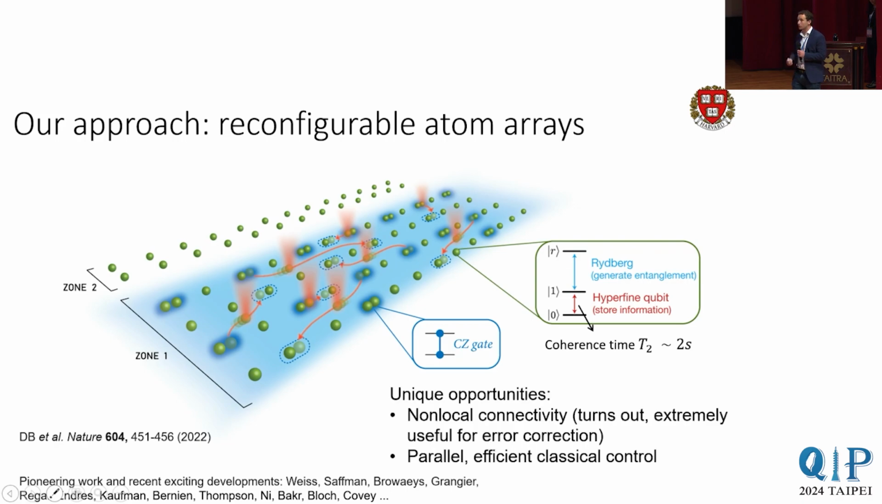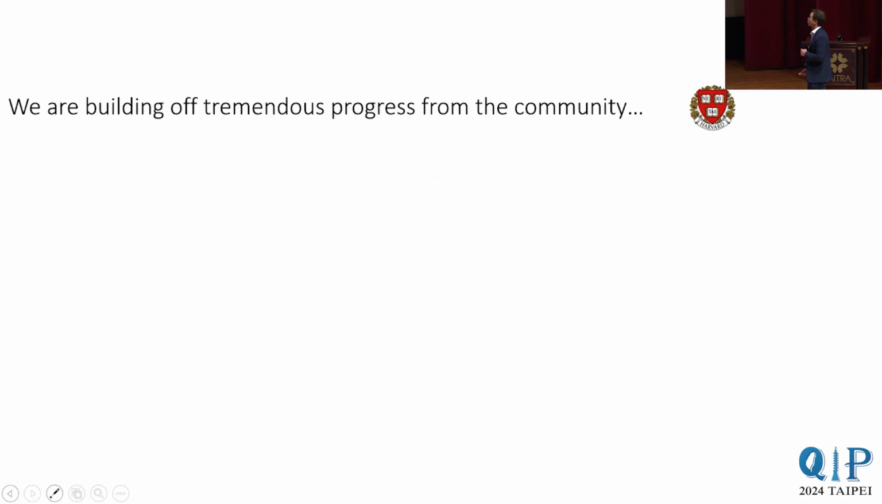And the two really unique features that I'll tell you about in today's talk is that this approach gives us non-local connectivity, and it also gives us efficient and parallel classical control. And both of these, I think, are central to quantum error correction. So that's our approach.